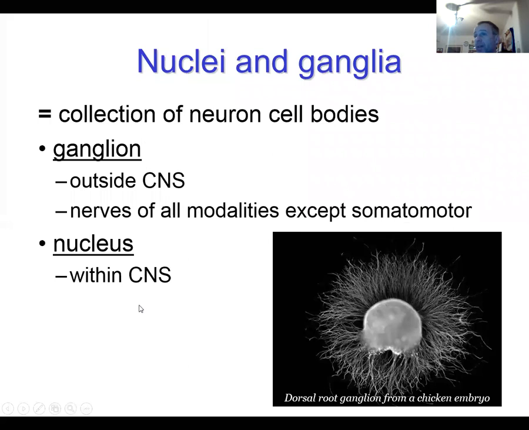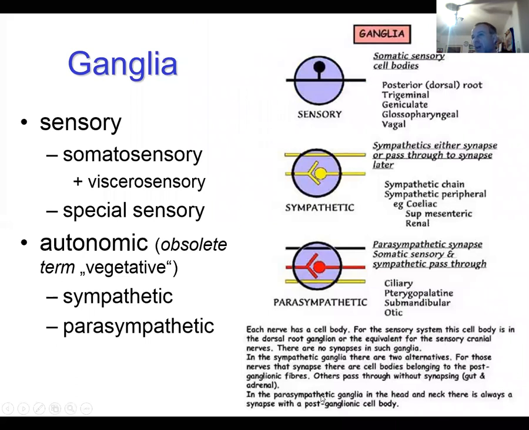And of course, do not forget that when we have a group of neuron cell bodies, we call it nucleus when it's inside the CNS. When it's outside the CNS, we call it ganglion. So here we have the ganglia, and you can see the types of the ganglia here. We have either sensory ganglion, or we can have autonomic ganglion. The sensory ganglion can be somatosensory or visceral sensory with pseudounipolar neuron.